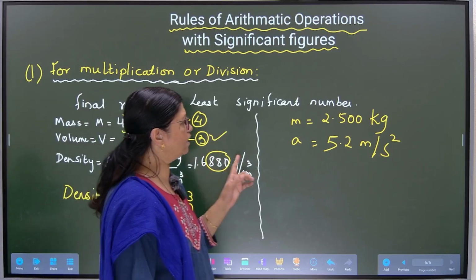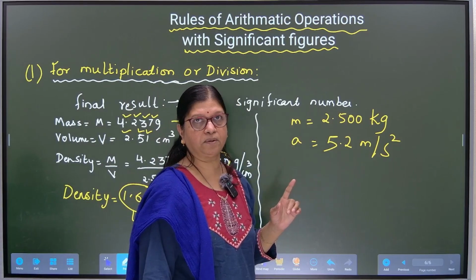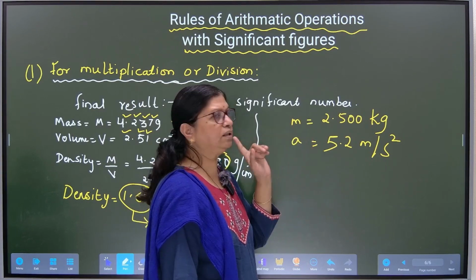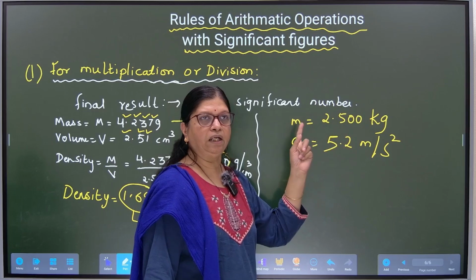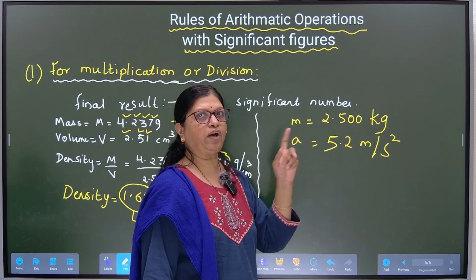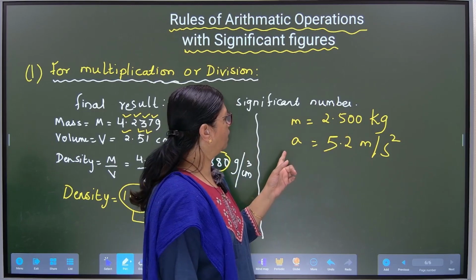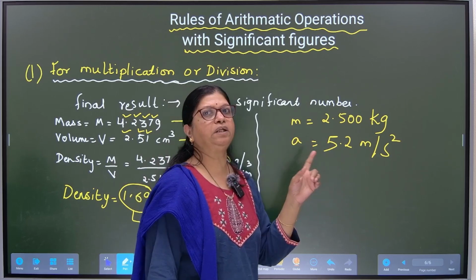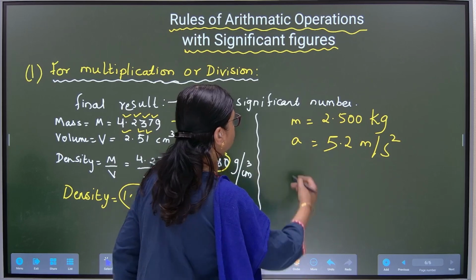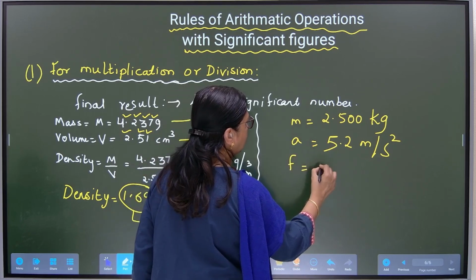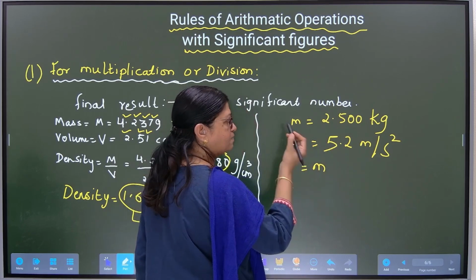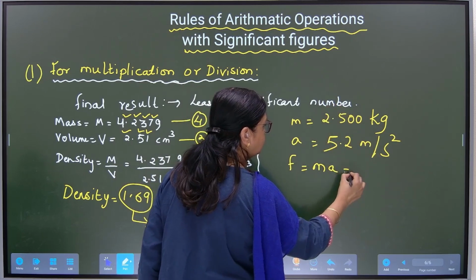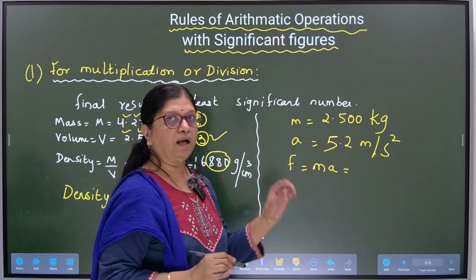Okay, now let us see how to multiply the measurements for two physical quantities. Now I have taken a data in which mass of a body is 2 kgs and 500 grams. Okay, and the acceleration of that body is 5.2 meters per second square. Now I want to calculate the force applied to the body such that it has moved to an acceleration 5.2 meters per second square. So my answer is m into a, multiplication.